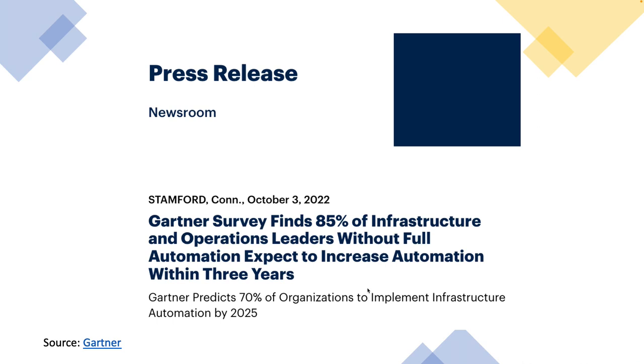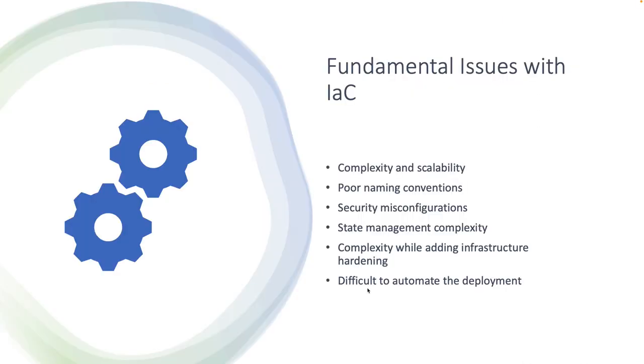Rightly so, because when we talk about the fundamental issues with IaC, which is infrastructure as code, it gets really complex as you're scaling up. The more resources you add in your infrastructure, the more complex it becomes. And don't even get me started on hybrid cloud environments.